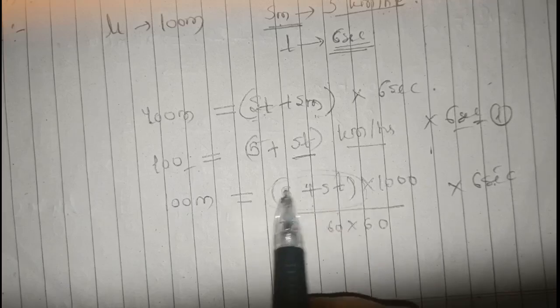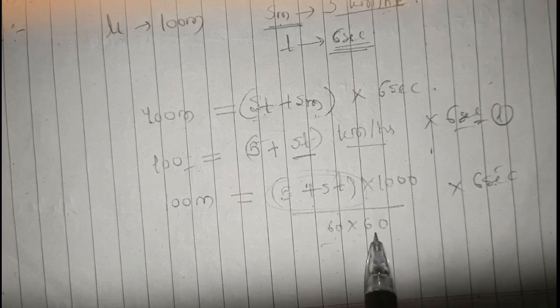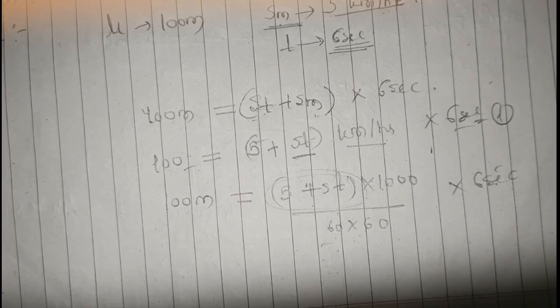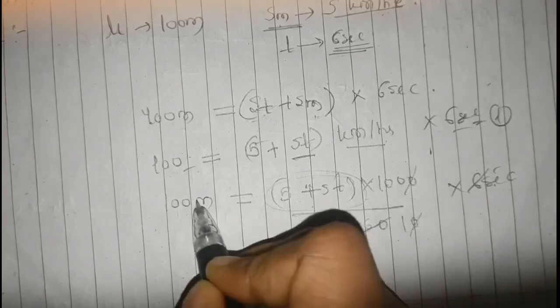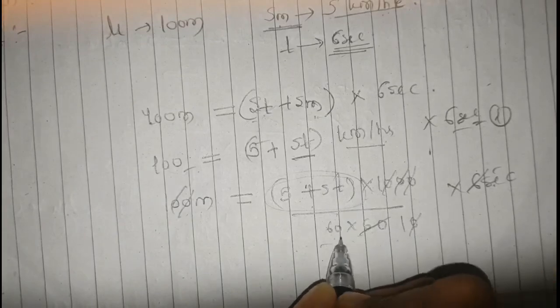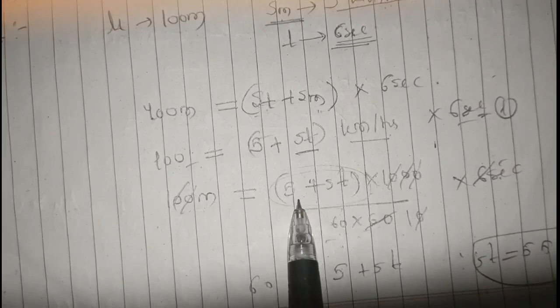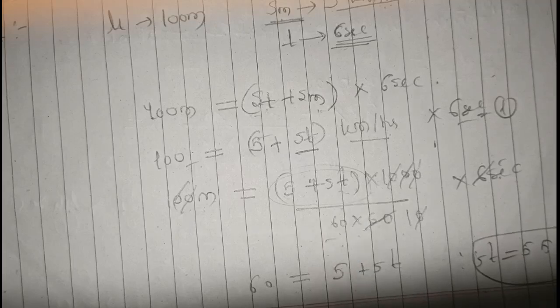So in the numerator we will have 1000, and in the denominator we will have 60 into 60, 60 for minutes and then again 60 for seconds. Now if we cancel this out, so here we have 160, so it will go here. 60 is equal to 5 plus st, therefore st is nothing but 55 kilometer. I hope you understood this. As this whole thing was in kilometer per hour, our speed is in kilometer per hour. So that is our train speed, which is 55 kilometer per hour.